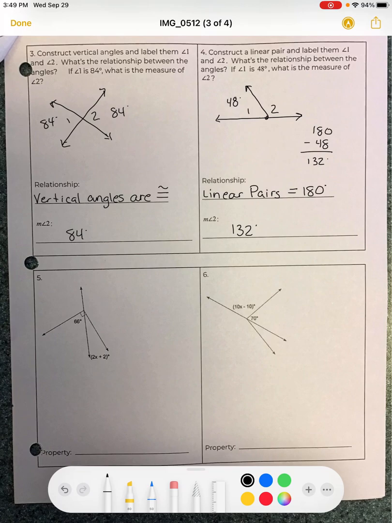So the relationship or property, that line that you see in these, we're trying to tell me what do you know in order to make these work. Like vertical angles are equal or congruent, so you know you set them equal. Over here, linear pairs add up to 180. So this line where it says relationship or property, you're trying to figure out based on the notes what you would do to solve it, okay?